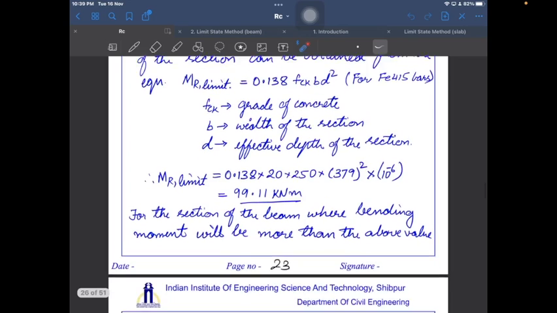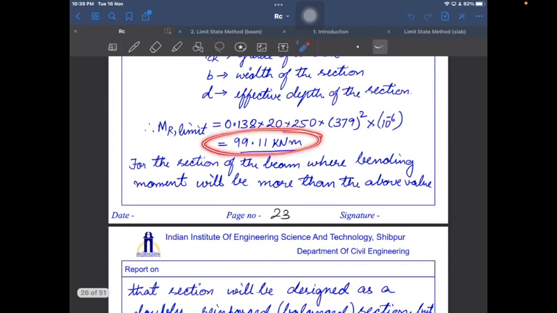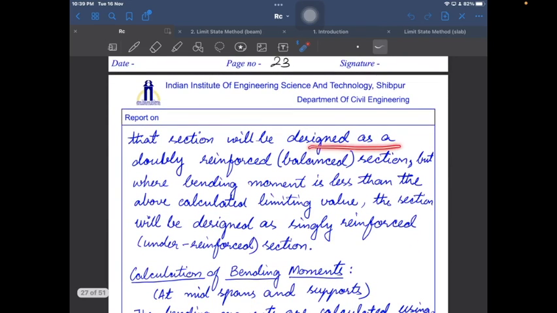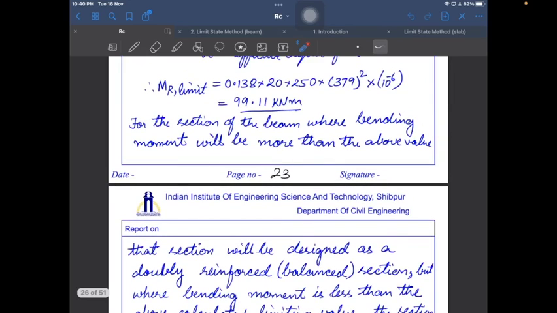This is the limiting moment of resistance for the section of the beam. For the section of the beam where the bending moment will be more than the above value, that section will be designed as a doubly reinforced balanced section. When we are designing a doubly reinforced section, it will be designed as a balanced section. That we will study while designing a doubly reinforced section.